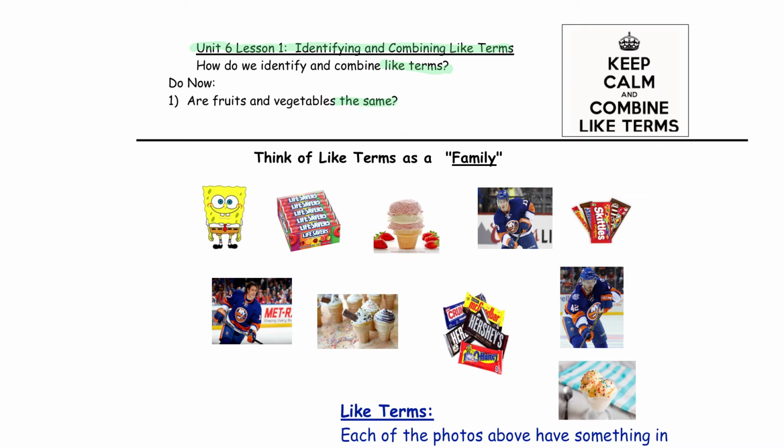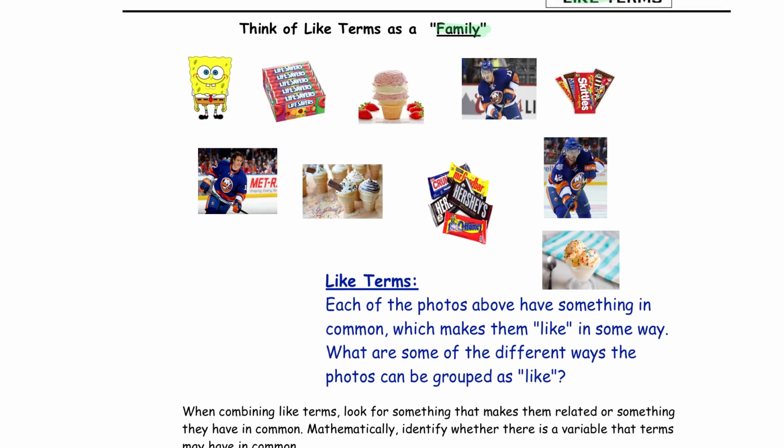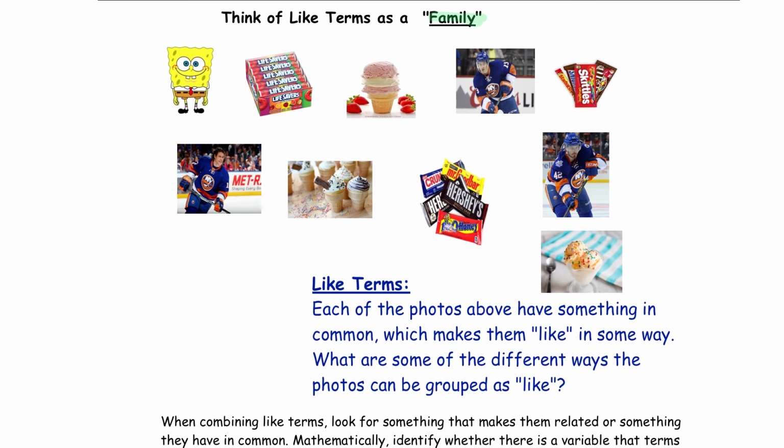And in this unit, again, we're going to just simply keep calm and combine like terms. So what we're going to do is look at like terms. Here we go. Think of like terms as a family. If you take a look at the images below, each of the photos above have something in common, which makes them like in some way. What are some of the different ways the photos can be grouped as like? Which of the photos are like?